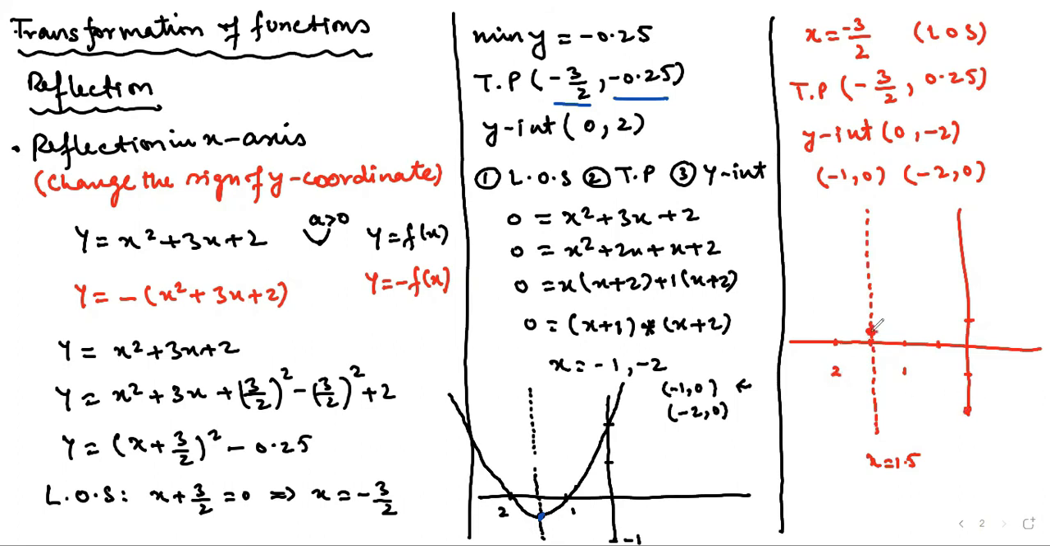Stand at the turning point, pass through the x-intercept, then the y-intercept, and we will draw the same shape on the other side of the line of symmetry. This is the reflection of the black curve in the x-axis. Is there any confusion? No sir. Okay.